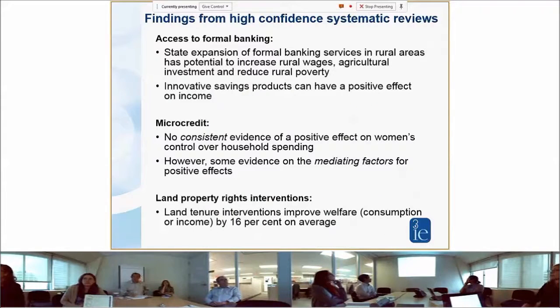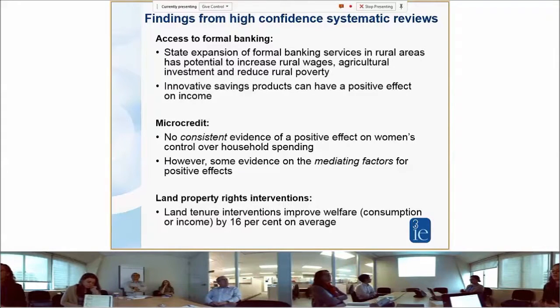And I will not spend too much time on the findings, but this is just to give you a bit of a flavor of the findings you can get from some of these high-confidence systematic reviews. So, for example, there's a very good quality systematic review looking at the effects of microcredit on women's control over household spending as a measure of women's empowerment. And the review finds that, on average, there is no consistent evidence to suggest that this improves women's household domestic empowerment.